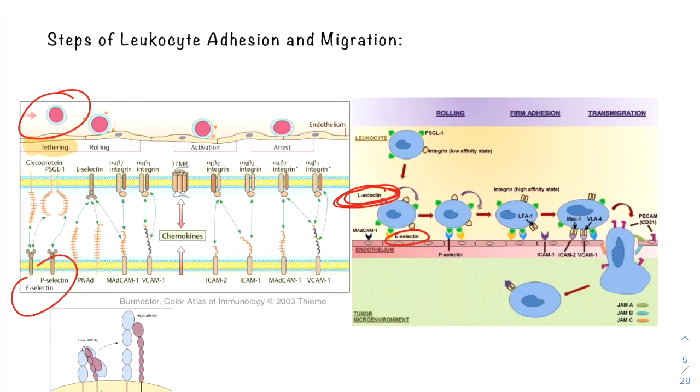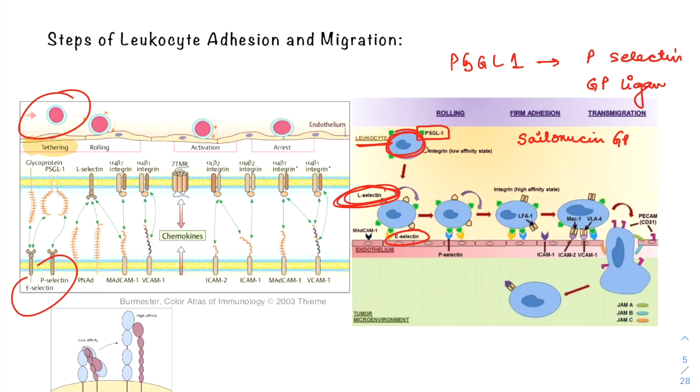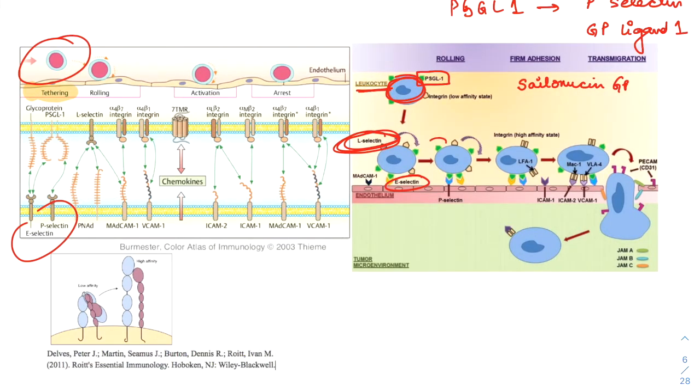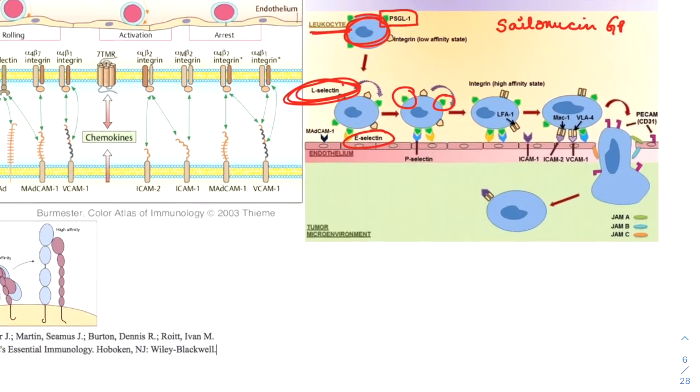The E or P selectins on the endothelium bind to adhesion molecules present on the leukocytes, which are sialomucin-like glycoproteins of the Sialyl-Lewis type. The most important sialomucin-like glycoprotein is PSGL1, which is short for P-selectin glycoprotein ligand 1. In this diagram, the green pentagon on the leukocytes is the PSGL1.